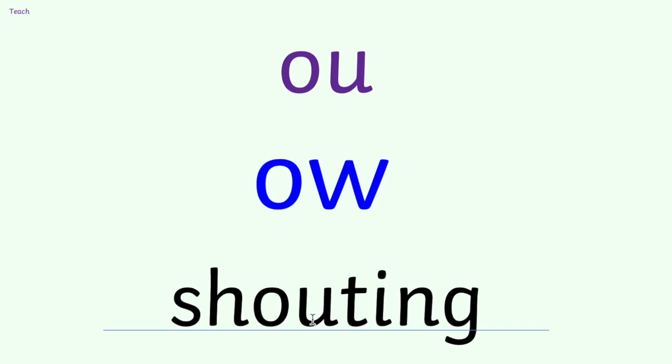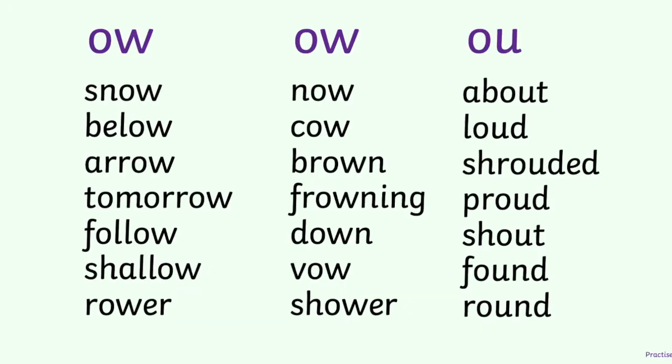Before you head into writing then, here's a reminder of the words we looked at last lesson. So we had over here, we've got the O sound being spelt with the OW. Here we've got the ow sound spelt with OW. And here we've got the OU spelt with OW. If you want, you can pause the video now and have a go at practicing reading those words to get you ready.